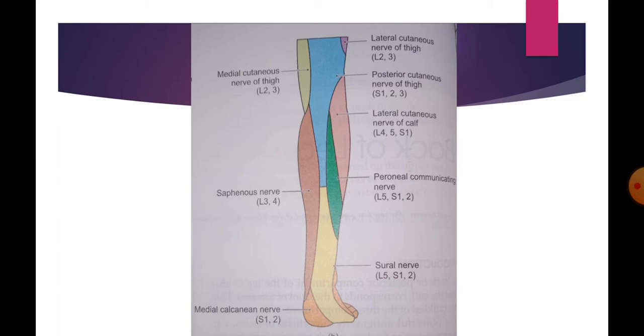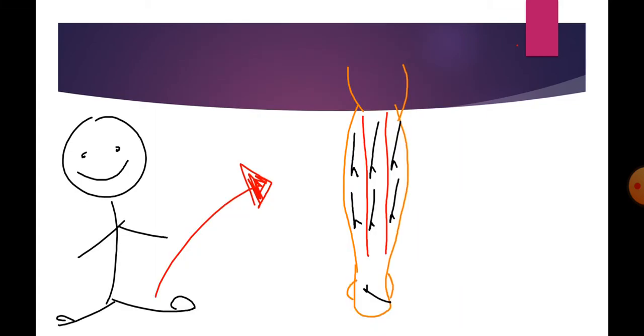Next we can see the sural nerve. The sural nerve is a branch of the tibial nerve. Its root value is L5, S1, S2. It arises in the popliteal fossa, then it descends between the two heads of the gastrocnemius. It accompanies the small saphenous vein. It is joined by the peroneal communicating nerve about 5 cm above the heel.